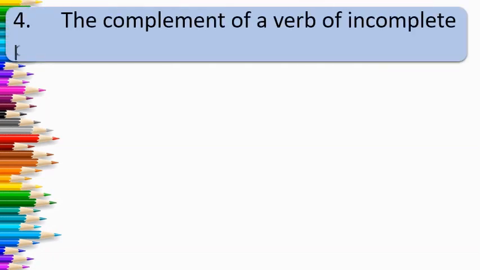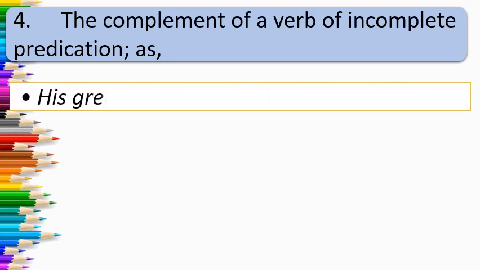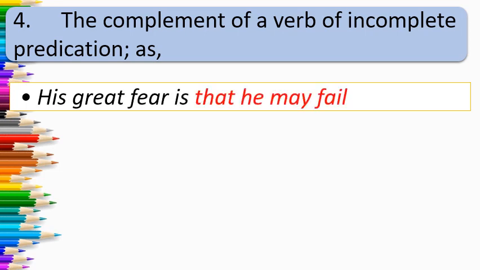The fourth use is the complement of a verb of incomplete predication. So let us see how a noun clause is used as the complement of a verb of incomplete predication. To clarify it, first of all, let us see an example. His great fear is that he may fail. So as you can see in this sentence, "his great fear is" is a principal clause, or you can say main clause. "That he may fail" is a dependent clause or subordinate clause.